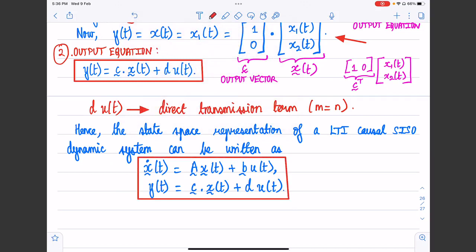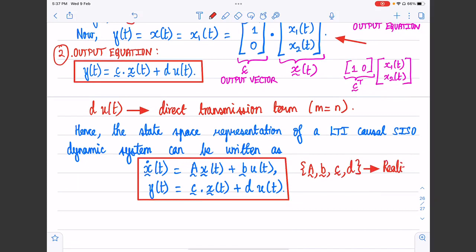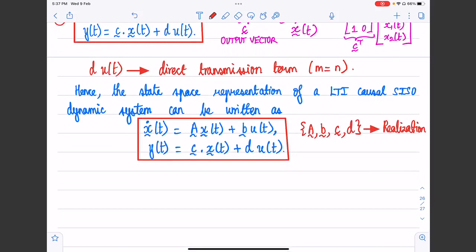We can see that there are four quantities: the state matrix A, the input vector B, the output vector C, and the quantity D that appears in the direct transmission term. This set is what is called a realization. Please remember this. These are terms we should know when dealing with state space representation. When people talk about state space realization, they are essentially talking about this A, B, C, D.